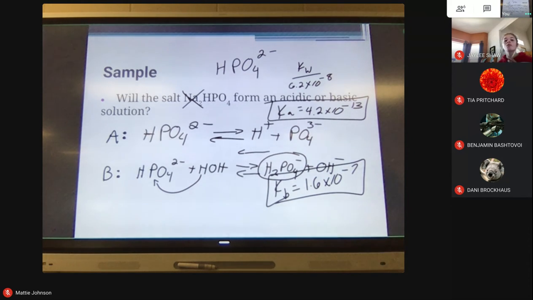Here's the rule. Bigger number wins. All right, so we're looking at the exponents to figure out the bigger number. If it's an acid, that's its K. If it's a base, that's its K. Does everybody see here that the base number is quite a bit bigger than the acid number? So this salt is most likely going to be slightly alkaline. It's going to be basic because Kb is bigger.